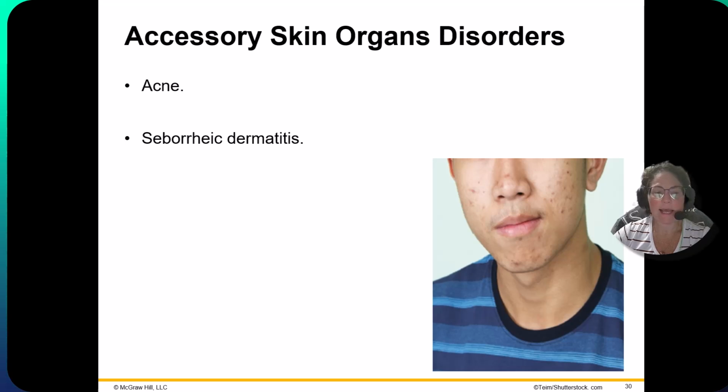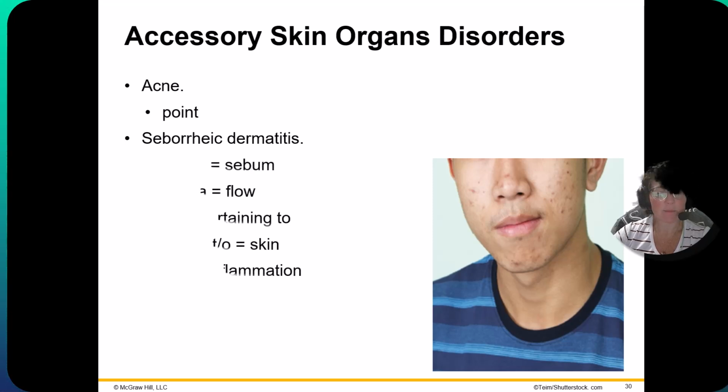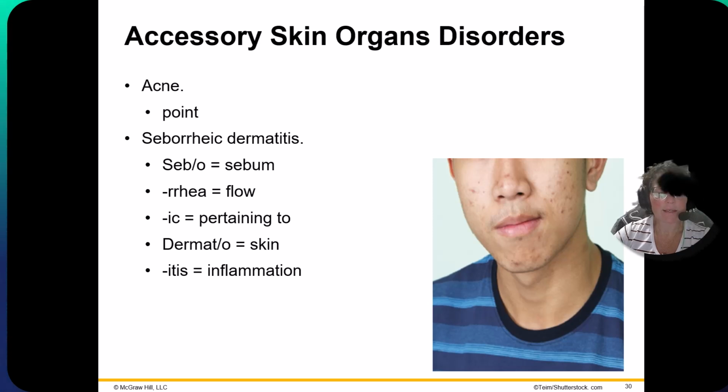Accessory skin organs. Acne. Acne just means point. It's just something that you have to memorize. And then seborrheic dermatitis, you can break this one down into the word components. So sebo is your combining form. It means sebum. Rhea is another suffix, and that means flow. Ic is another suffix pertaining to. So pertaining to the flow of sebum. And then dermatitis. Dermat means skin, and itis means inflammation of the skin.